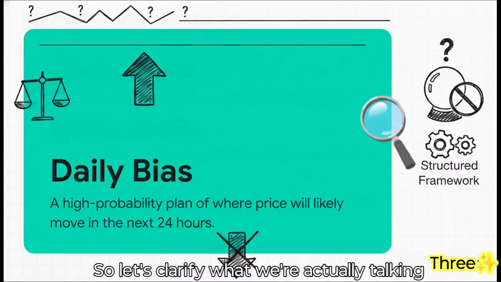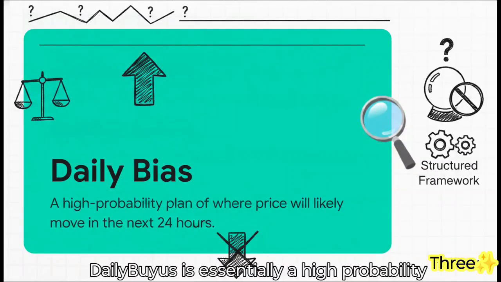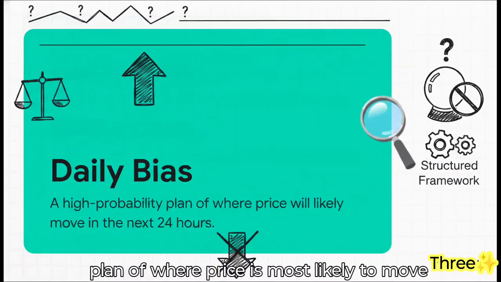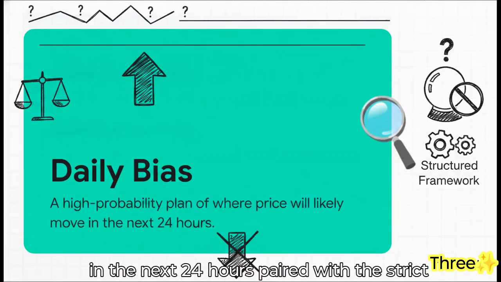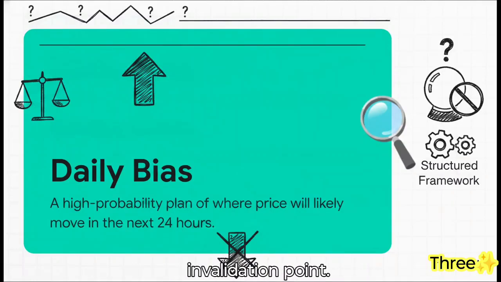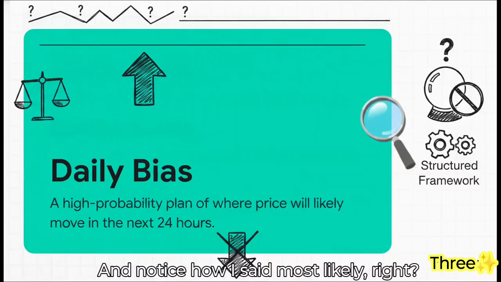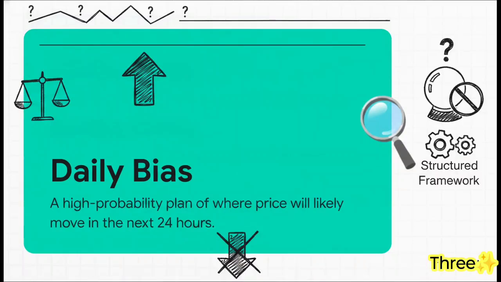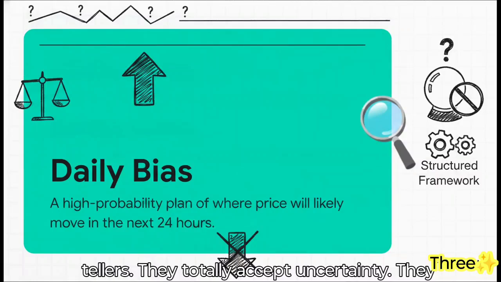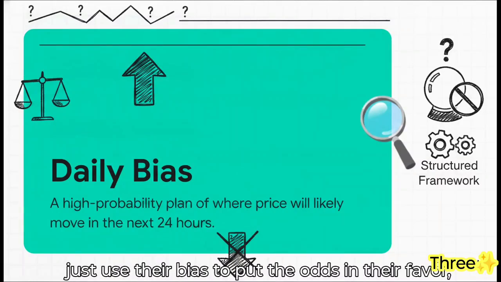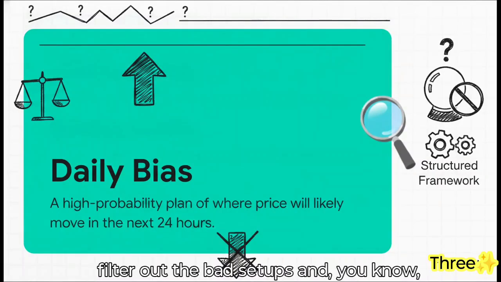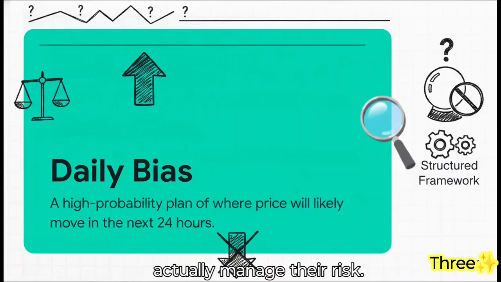So let's clarify what we're actually talking about here. Daily bias is essentially a high-probability plan of where price is most likely to move in the next 24 hours, paired with the strict invalidation point. And notice how I said most likely, right? Not certainly. Pro traders don't try to predict the future like fortune tellers. They totally accept uncertainty. They just use their bias to put the odds in their favor, filter out the bad setups, and actually manage their risk.